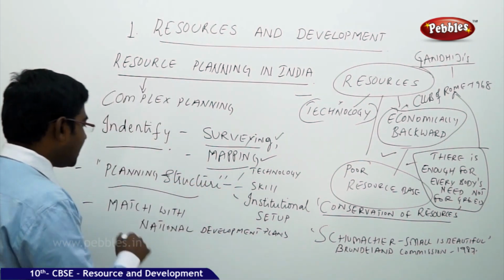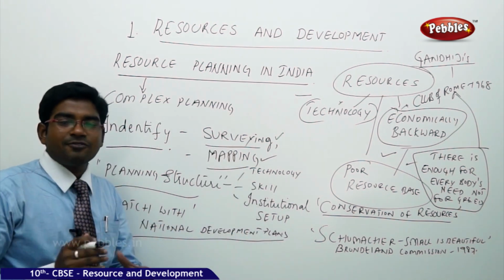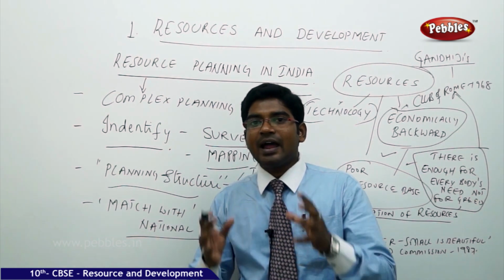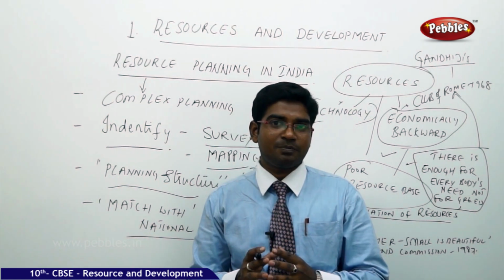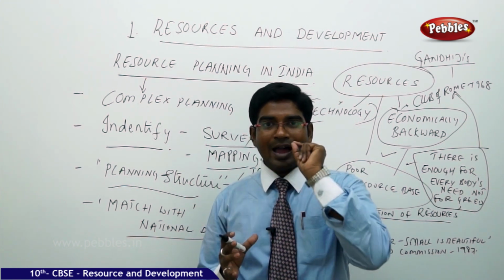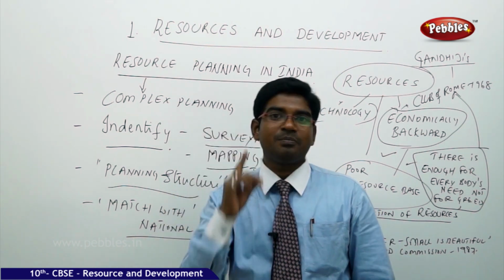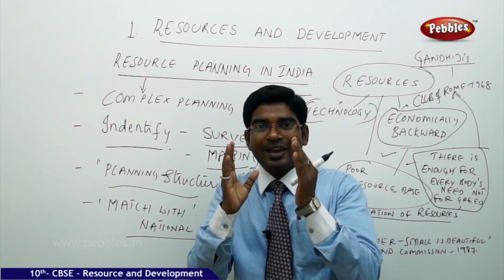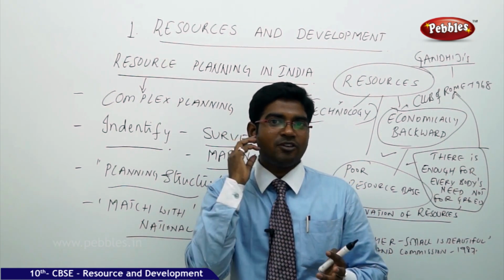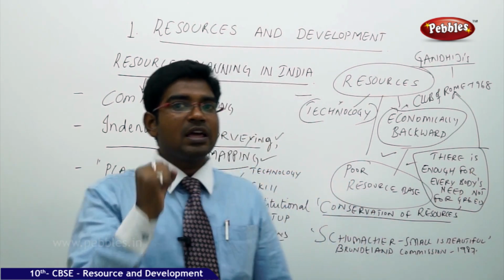Then moving on to the match with the national development plan. Once you plan for your state, at the same time it should be going parallelly and aligning with the national development plans. You cannot plan only with your own interest. You have to align it, and you need to get the budget allotted for that from the union budget. So for that you need to align it with the national interest. Then only you can get the perfect resource planning for our available resources. That's how we have to plan for our resources.